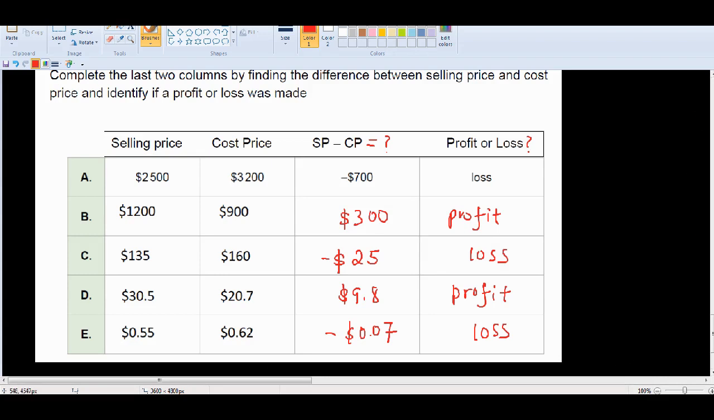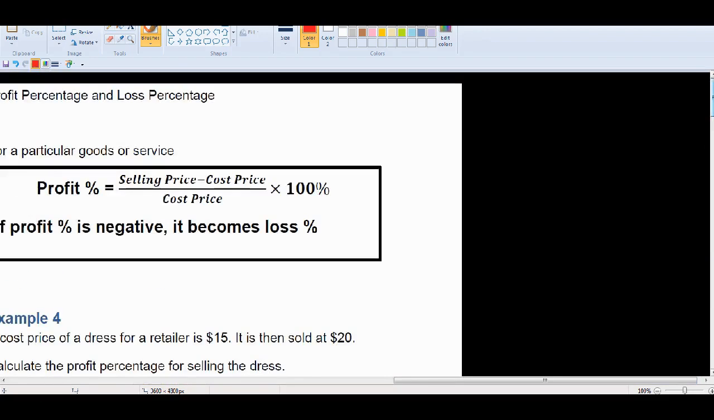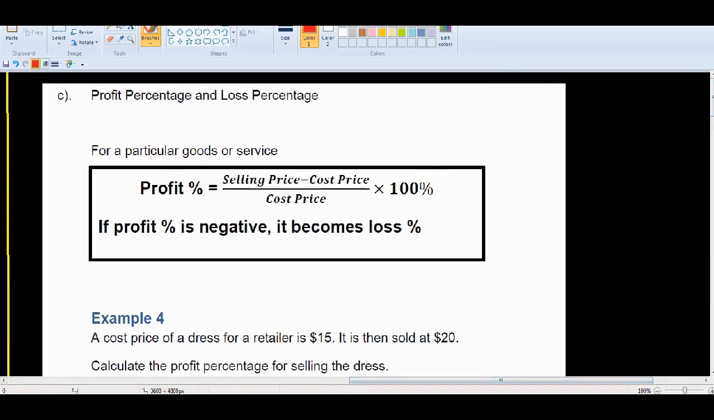Let's move on to our next page. Then we're going to do profit percentage and loss percentage. For the profit percentage, you are going to use selling price take away cost price, divided by cost price. The numerator, selling price take away cost price, actually means profit. Essentially, you need to find the profit and divide by the cost price.